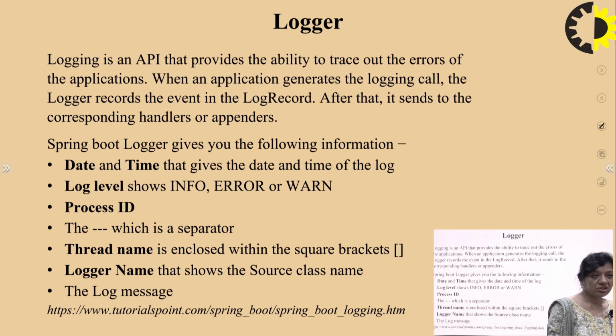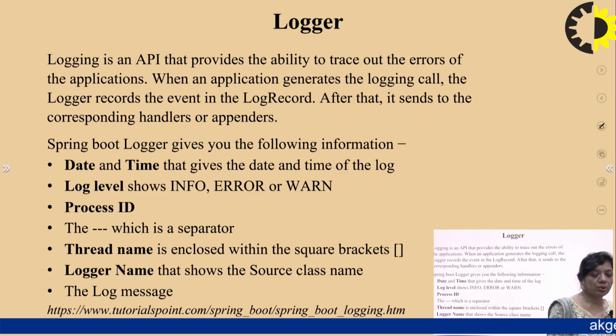When an application generates the logging call, the logger records the event in the log record. After that, it sends it to the corresponding handlers or appenders. So the Spring Boot logger gives you the following information: date and time, log level, process ID, thread name, and logger name.